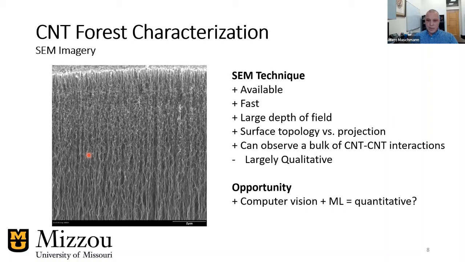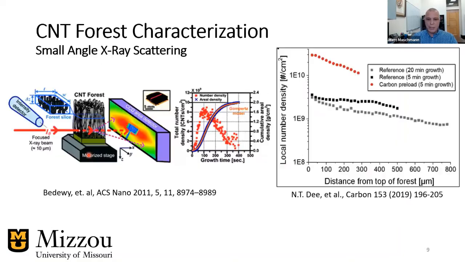The advantages are it's available, it's fast, there's a pretty big depth of field, and you can see certain things within the carbon nanotube forest. You can extract things out at least qualitatively. And right now, if you were to look at this image, you can't tell me really a good density distribution for the nanotubes. You can't tell me what the areal density is. You just can't. So I think there's an opportunity here if we can get the methods correct, that we can use machine learning maybe to take SEM imagery and extract these parameters later on down the road. So that's just kind of a sneak peek at where I'm going here.